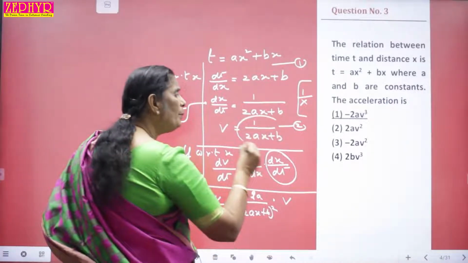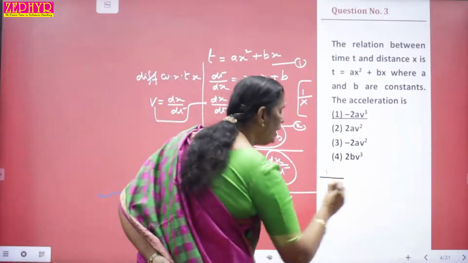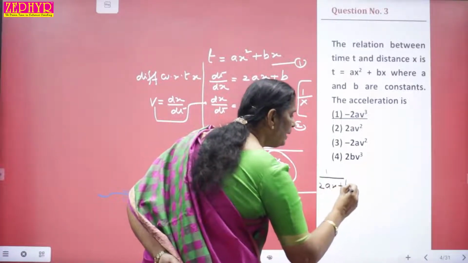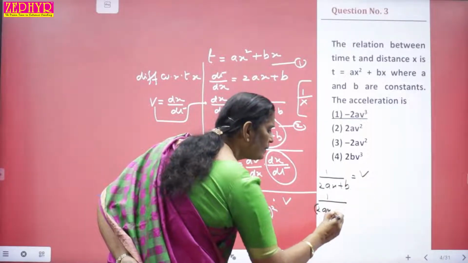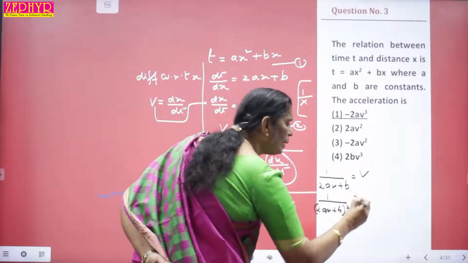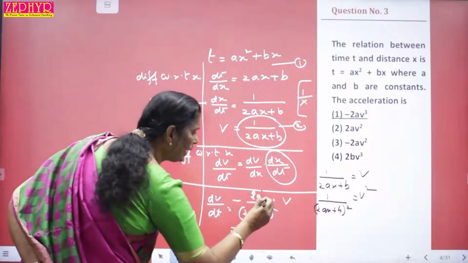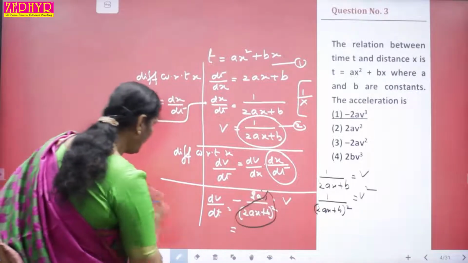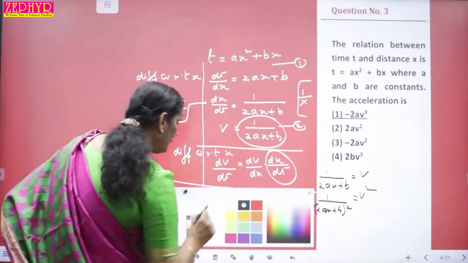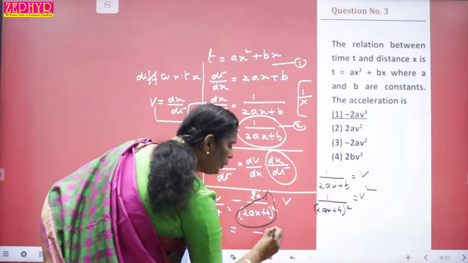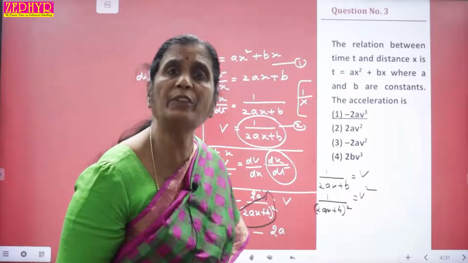But we know that 1 by 2ax plus b is nothing but v. Therefore 1 by 2ax plus b the whole square is nothing but v square. So the whole quantity, this 1 by, I can write it as v square. Therefore this can be written as minus 2a into 1 by 2ax plus b the whole square, which is v square.